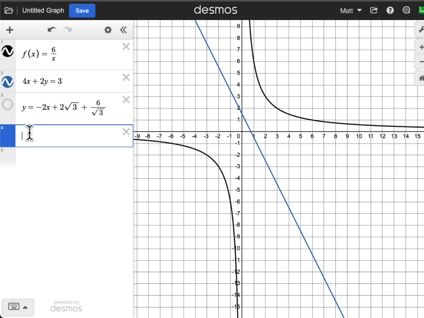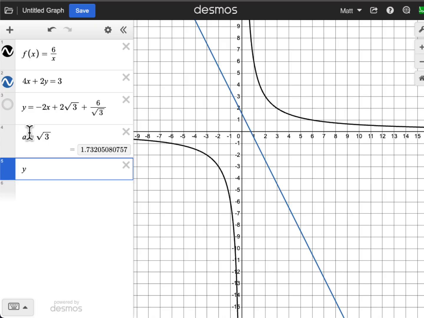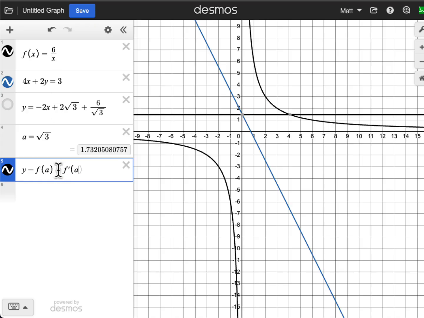You can also do something very clever and interesting with Desmos. We found that there was a tangent line when x was square root of 3. So I'm going to create a new variable a and say that it's equal to the square root of 3. And then my line was found by doing y minus, and then the y coordinate was f of that value a. So we're plugging a, which is square root of 3, into the f function, which I defined up here in line 1, f of x equals 6 over x. And we want this to be equal to the slope, which is f prime of this value a, and then multiply that slope by x minus this x value a.